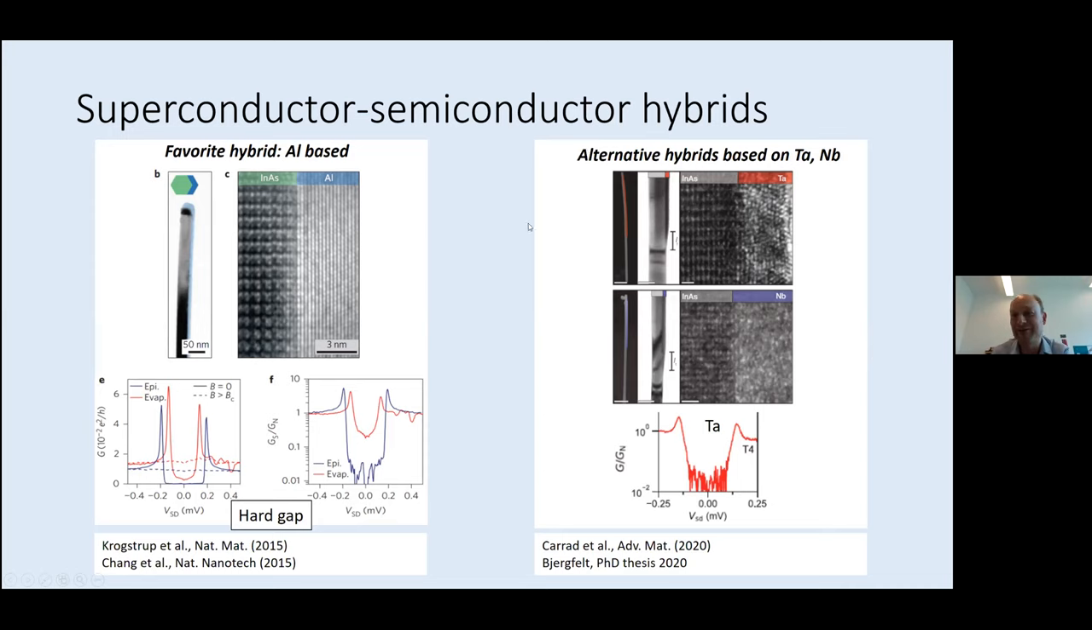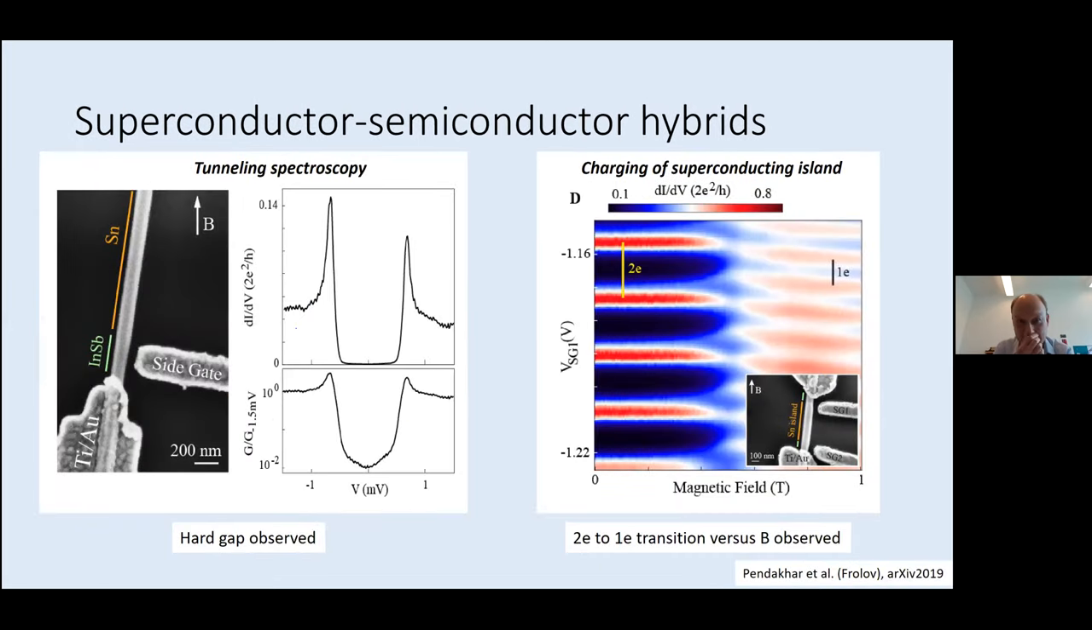And then Damon showed that there's been progress in investigating other types of hybrids with tantalum and niobium. So not as nice a crystal structure as with aluminum, but for tantalum, as he said, you actually still get this hard gap in this definition of a factor of 100. All right, so also in other places, the Frolov group has changed a little bit and made the material on tin and now on indium antimonide, and they see the same, that for that hybrid you can also get this factor of 100, which indicates the hard gap. Maybe not as nice, with the quasiparticles here at the gap edge, but it's also an interesting system.